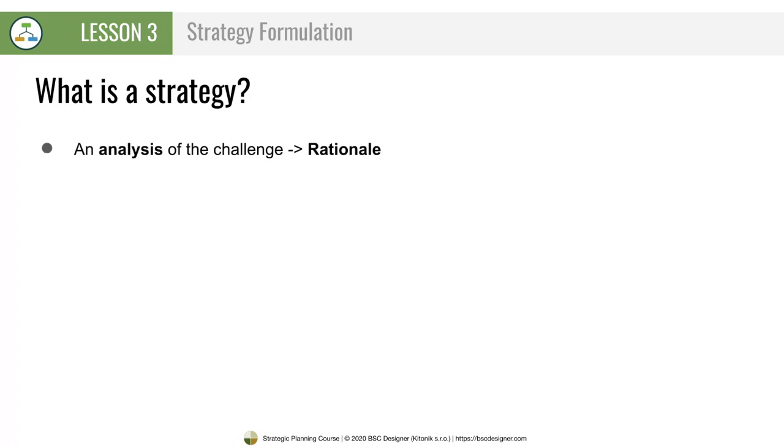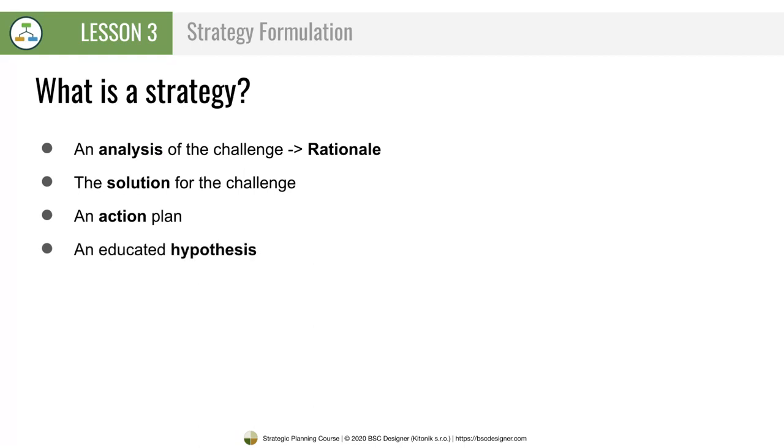A strategy includes an analysis of the challenge, the answer to the why question, the rationale. A strategy includes a hypothesis about the solution for the challenge, what we are going to do about it. Finally, a good strategy explains how exactly we are going to do this, an action plan formulated according to the analysis and proposed solution.